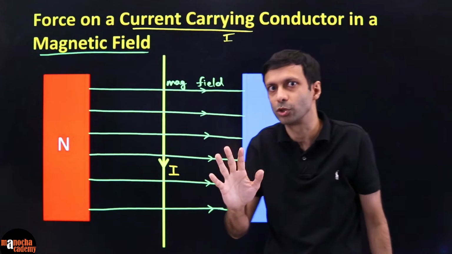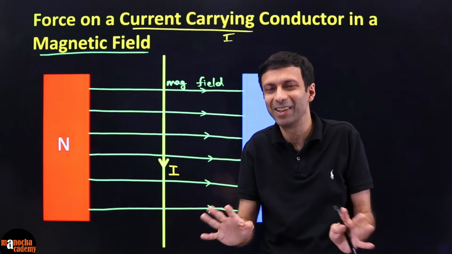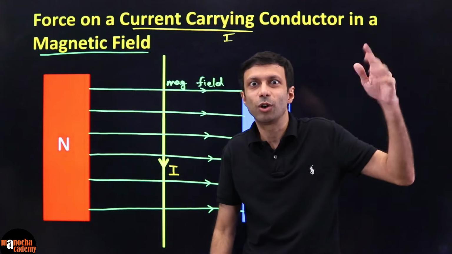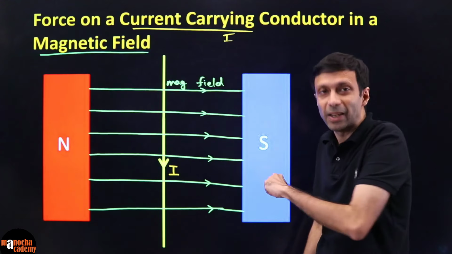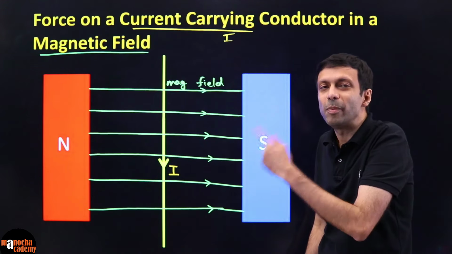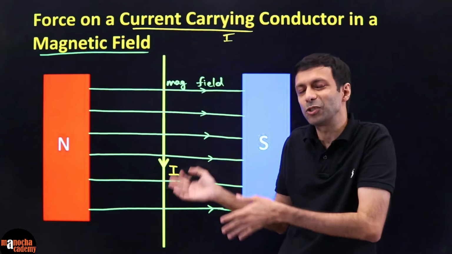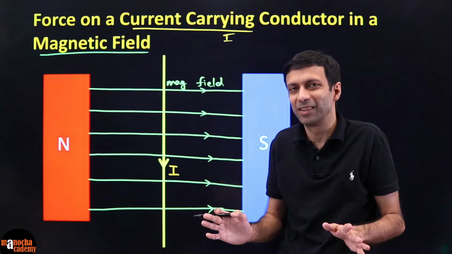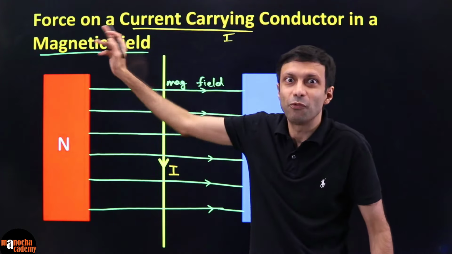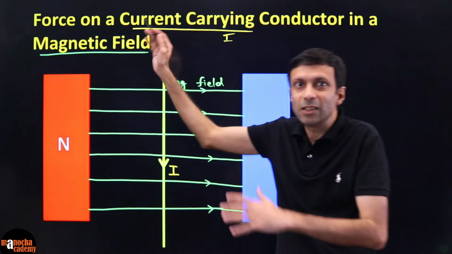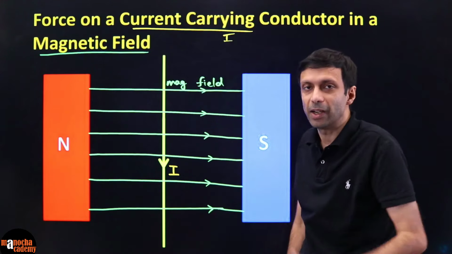So if you remove the magnet, no motion. It's not like the wires in your house are dancing around because you're switching on the current. It's not like behind the walls they're moving or dancing around. If you place it in a magnetic field, there will be motion. Of course, you'll have to take a thin wire, and the current has to be strong enough. There are conditions, but there is definitely movement. If there is movement, there should be force. So is at least the topic clear to you? Force on a current carrying conductor when placed in a magnetic field.